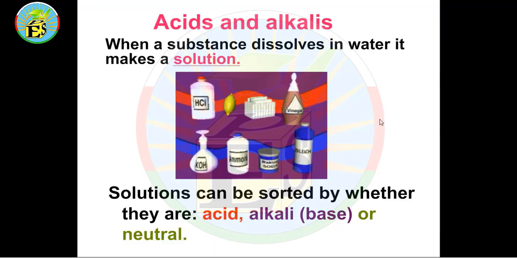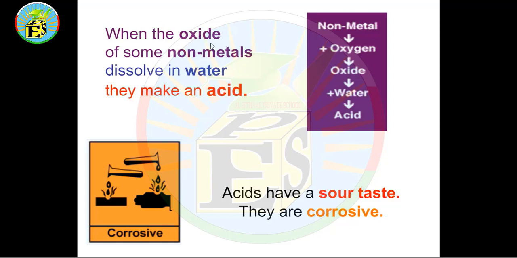Acids and alkalis. When a substance dissolves in water it makes a solution. These solutions can be sorted by whether they are acid or alkali, also called base, or neutral. When the oxide of some nonmetals dissolves in water, it makes an acid. Nonmetal oxide plus water gives acid. So the solutions can be called acid.